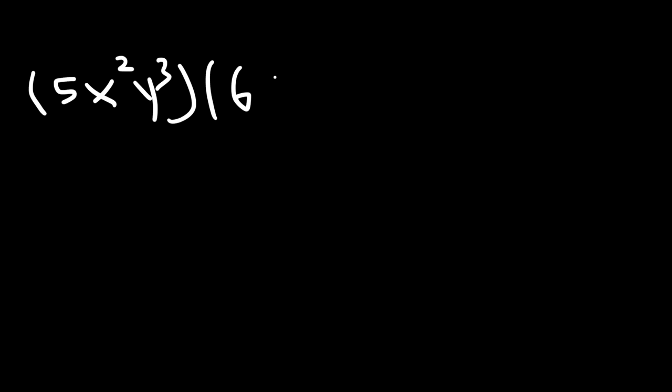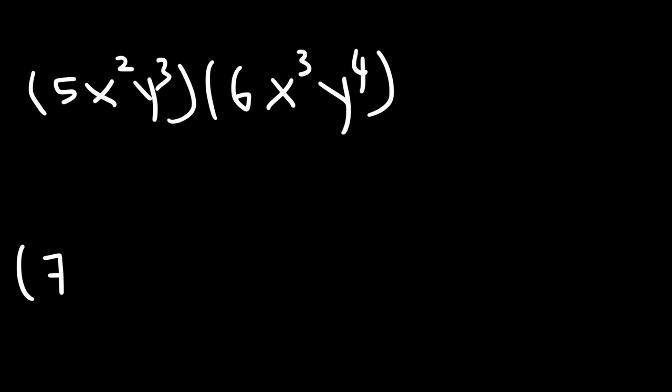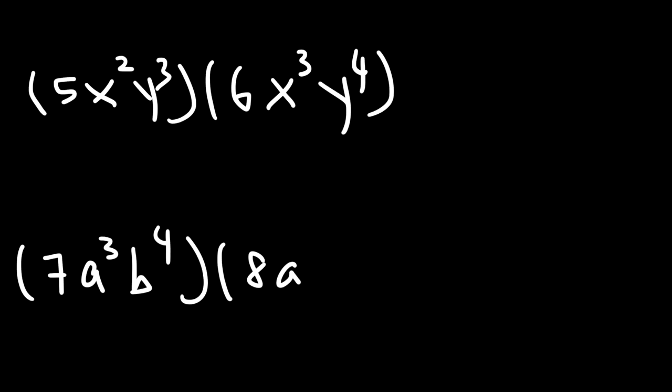Now let's work on some practice problems. Multiply 5x squared y to the 3rd by 6x cubed y to the 4th. And then try this one: 7 a to the 3rd b to the 4th times 8 a to the 5th b to the 7th power.